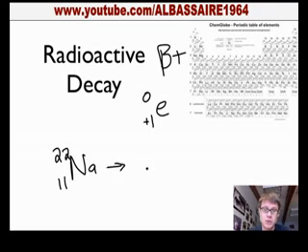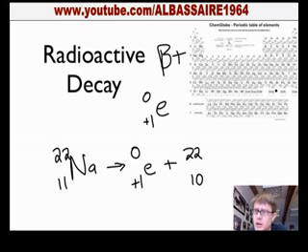So if we lose a positron, what do we get? Well, we're going from an atomic number of 11, and we're losing one, so this now becomes 10. The mass number is not changed at all, so that remains at 22. Let's look on our periodic table. Here's sodium right here. It's number 11. But if we lose one proton, we now become neon.